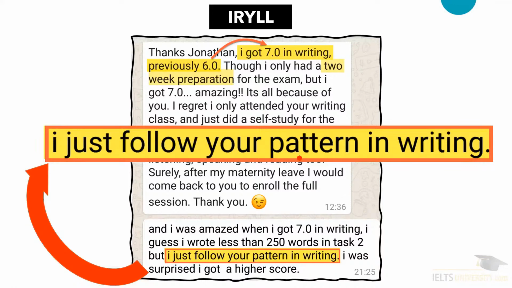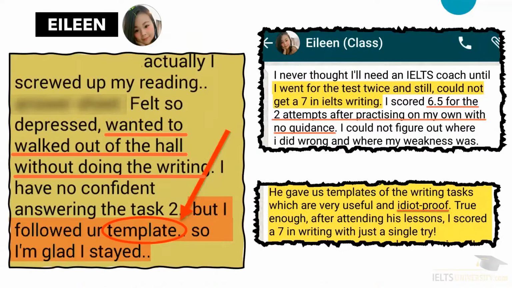Okay, so Iro said she just followed my pattern, which basically means my templates that I gave her. She got 7.0. She increased from 6 to 7 after coming to my class. Now, sometimes getting an increase of 0.5 is already difficult. Okay, so getting an increase of 1.0 is a very good achievement.